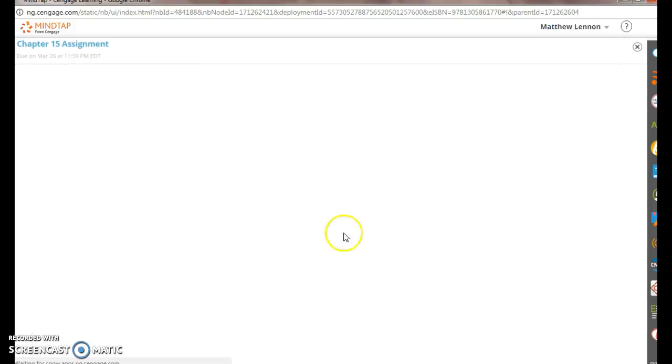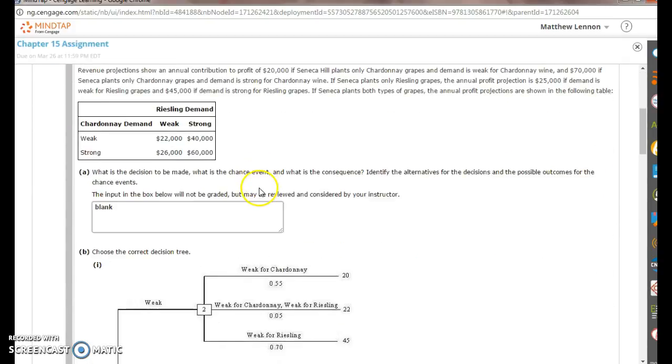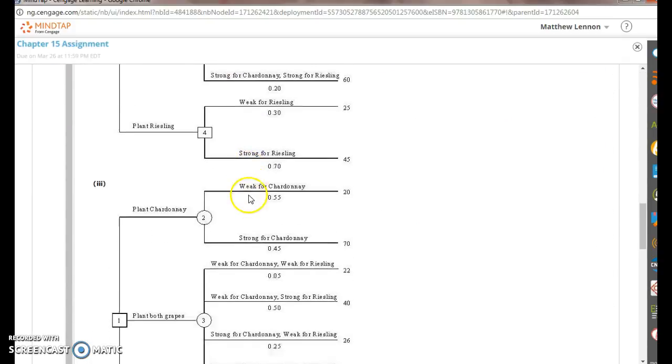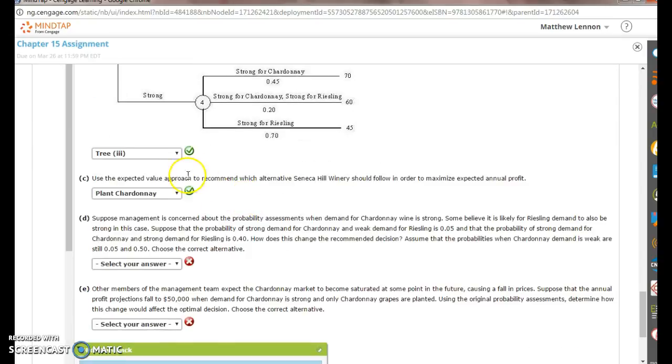Let's check our work, and I think we got a good handle on this one. So we picked the right decision tree, I believe, and we have the right choice here, and all you have left to do is alter that spreadsheet to figure out D and E. So hopefully that helped with this decision-making problem. And that's all.